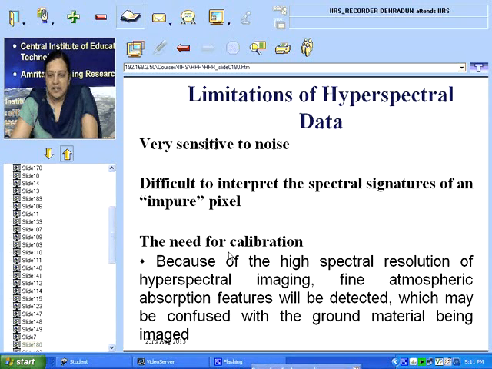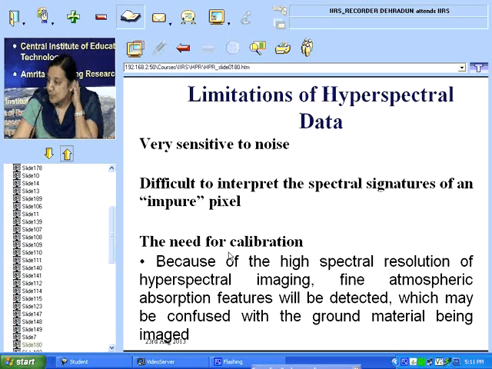And we need to calibrate hyperspectral data sets, because we want to compare this with the ground reference, and to compare it to the ground reference, we need to correct the atmospheric disturbances or effects present in the data. So atmospheric correction is very important in hyperspectral data processing.